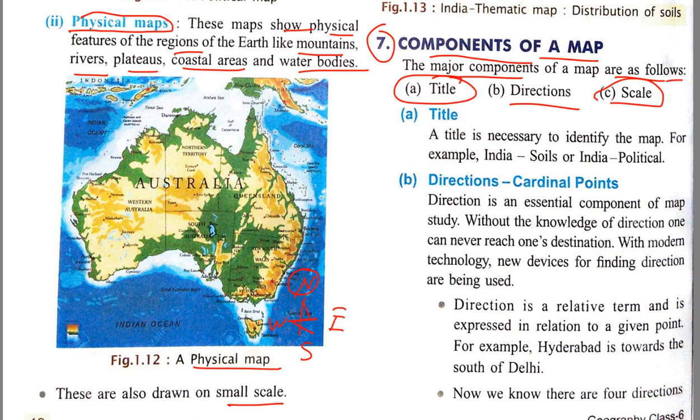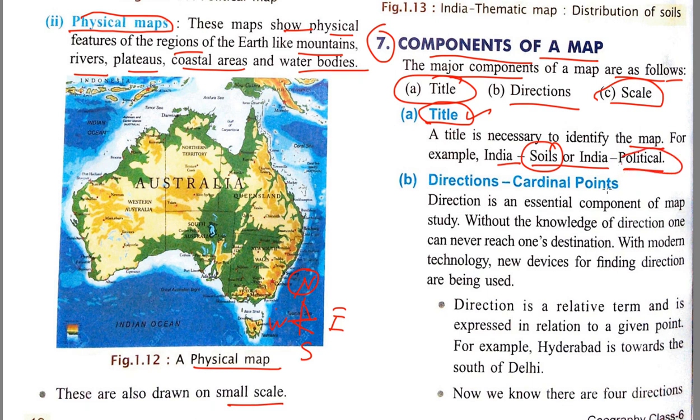So the title. A title is necessary to identify the map, for example, India soil or India political. So from the title, if the topic is soil, that means soil distribution they are showing. India political means political boundaries they are showing. So title is very important for a map.